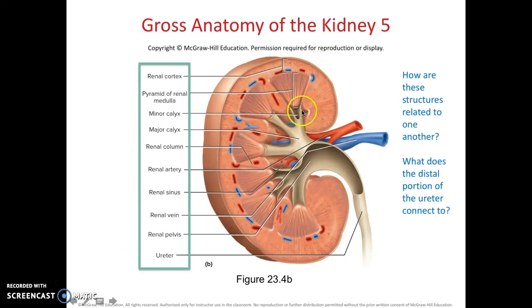So here we have the minor calyx. You have the pyramid draining into the minor calyx. Several minor calyces join to form a major calyx. And these all join to form the renal pelvis, which then becomes the ureter. From the ureter, the distal portion would connect to the urinary bladder.